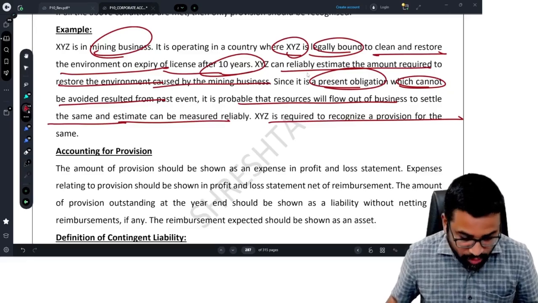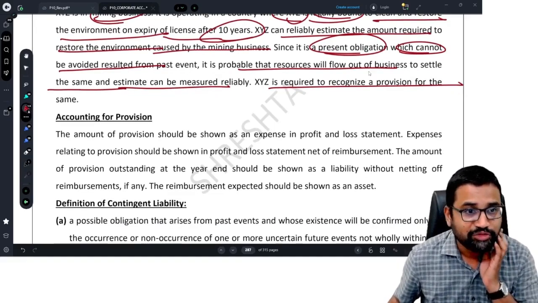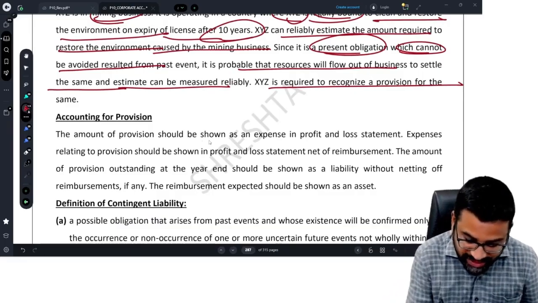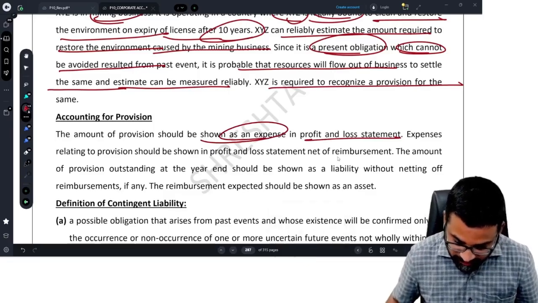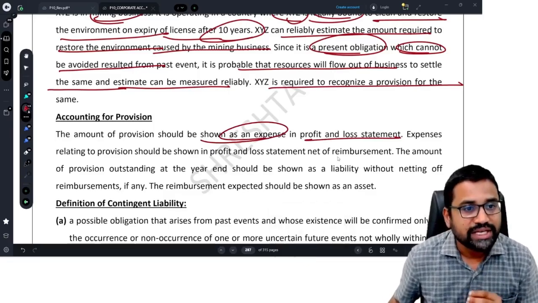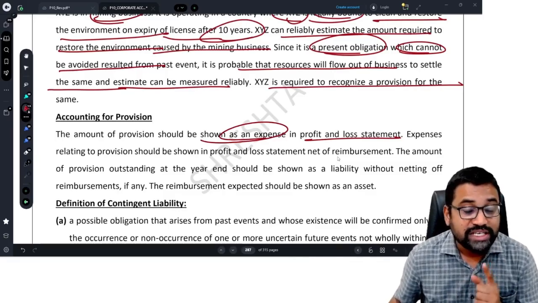Okay. Now, what is the accounting treatment for a provision, sir? Debit the P&L account, credit the provision. So, the provision is treated as an expense in the P&L account. And in the balance sheet, we will show it as a liability. Remember, here the provision is a liability.